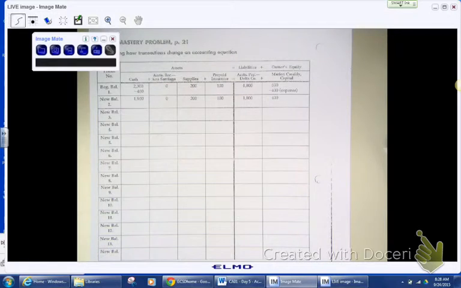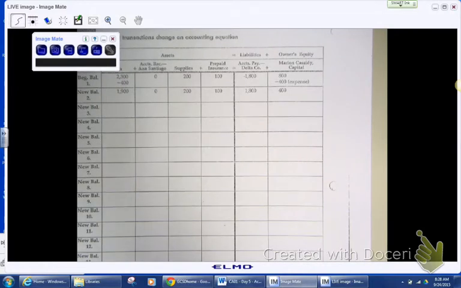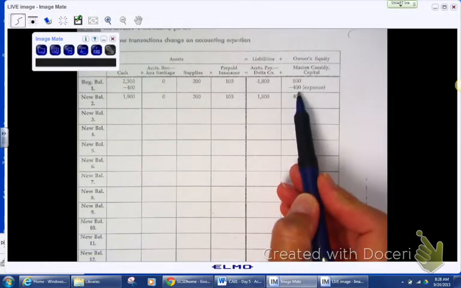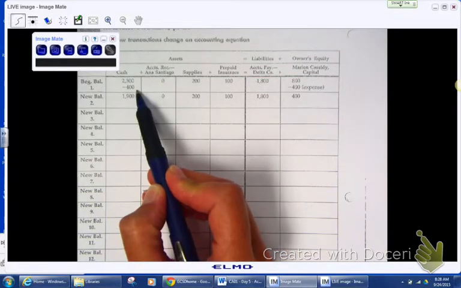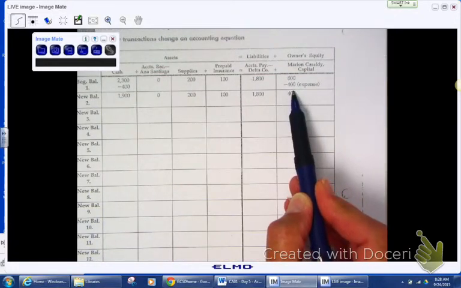Okay, so our first transaction is already there. We see that we paid cash for rent, $400. The two accounts that are affected are our cash account and our owner's equity in the form of expenses. When we hear the words paid cash, cash is going to go down by $400, and then it's going to reduce our owner's equity by $400.